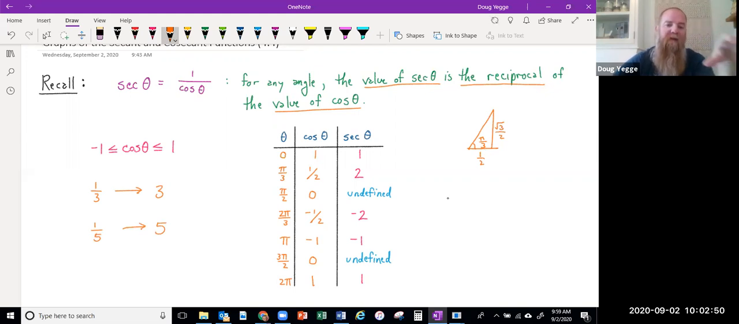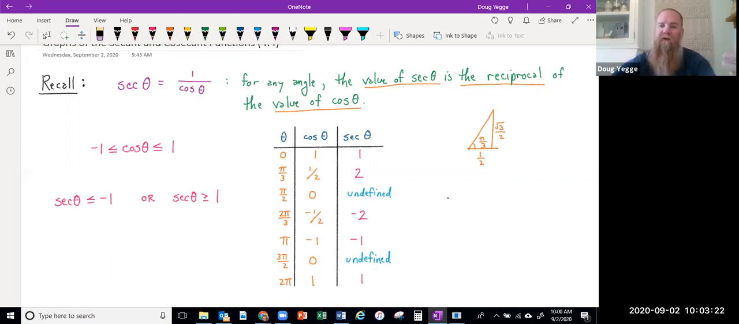So anytime you take fractions that are between -1 and 1 and take the reciprocal, you get values that are either larger than 1 or less than -1. So what that implies is that secant of theta will always be less than or equal to -1, or the value of secant theta will always be greater than or equal to 1.